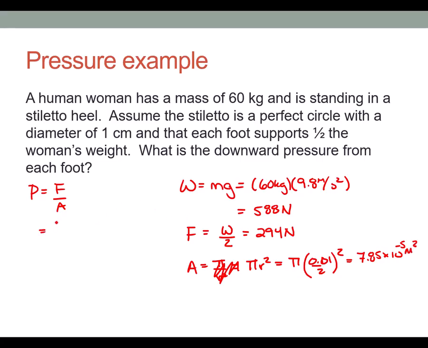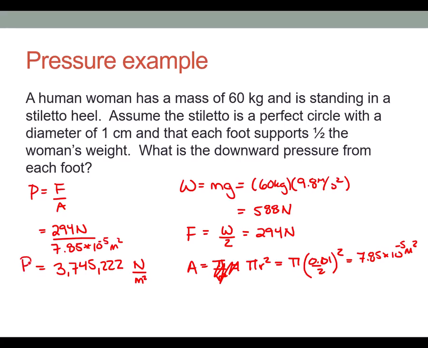And now we can plug in. We have a force of 294 newtons, and we're going to divide by our 7.85 times 10 to the minus 5 meters squared. And we get a pressure here of 3,745,222 Newton per meter squared.